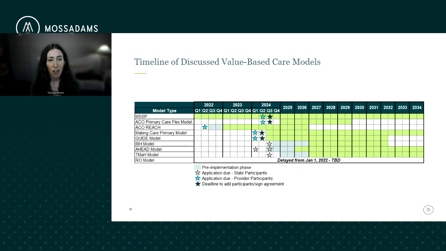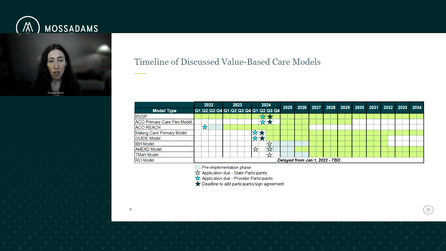ACO REACH is just ongoing. Making Care Primary and the GUIDE model, those applications actually have already passed. And we're really just at the point now of applicants determining if they want to participate and sign off on those participation agreements, or waiting to hear back a determination on their application for the GUIDE model.